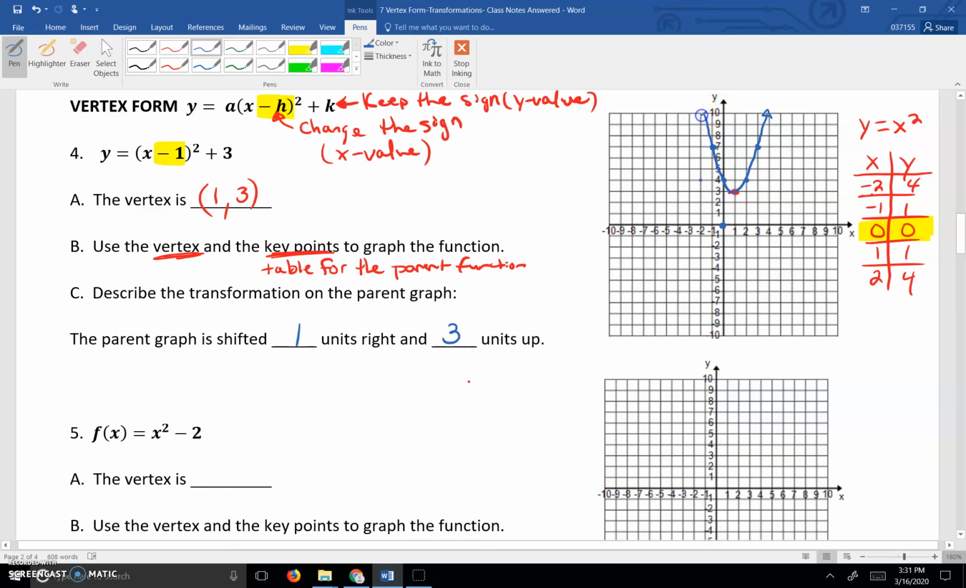So if I were to graph my parent function, negative 2, 4, negative 1, 1, 0, 0, 1, 1, and 2, 4, the whole graph, when I look at it compared to the parent function, my blue function is my new function, my red function is my parent function, the whole graph, every point on it moved left 1 and up 3. Or right 1 and up 3, sorry.